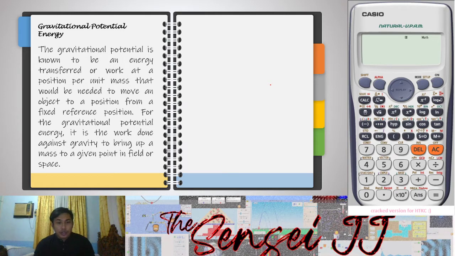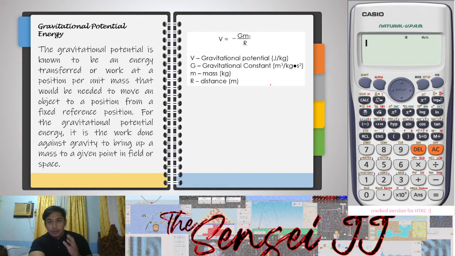For the gravitational potential energy, it is the work done against gravity to bring up a mass to a given point in field or space. So we have here the gravitational potential with the unit of joules per kilogram. So we have a formula of V is equal to negative. It is always negative. So this is included also. G M1, gravitational constant times mass, all over the distance.